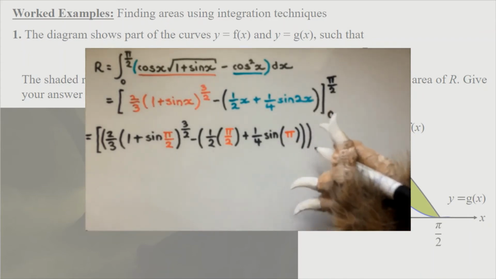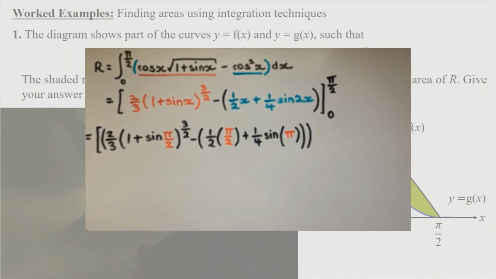So this is the upper limit, with pi over 2 substituted in. We'll evaluate that in a minute. Now on the second line, because this is a long calculation, I'm going to subtract the lower limit all substituted in. So this is going to be subtract.